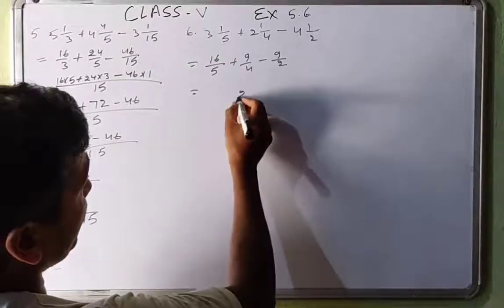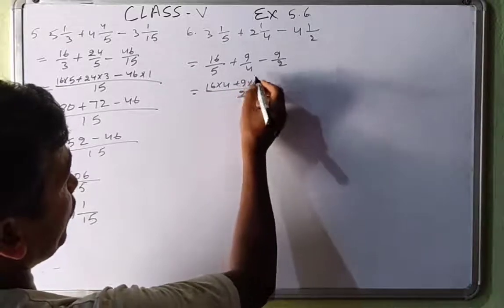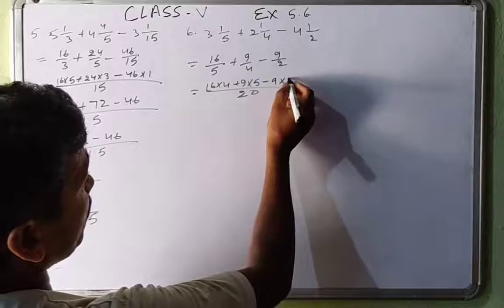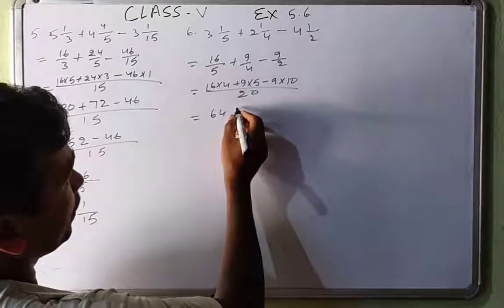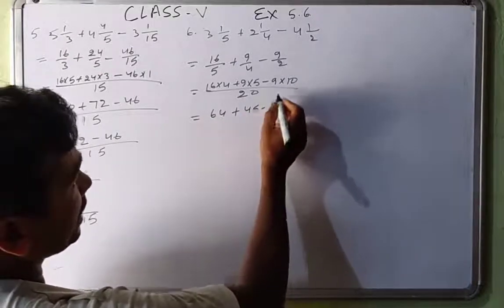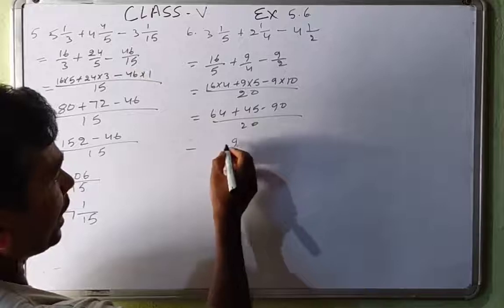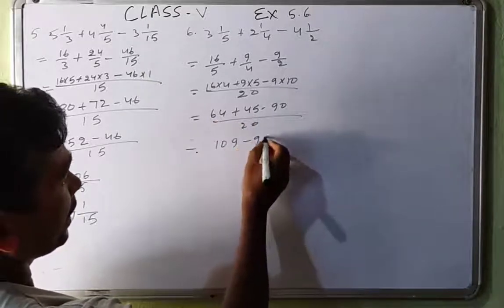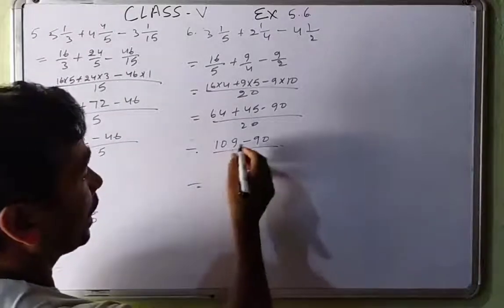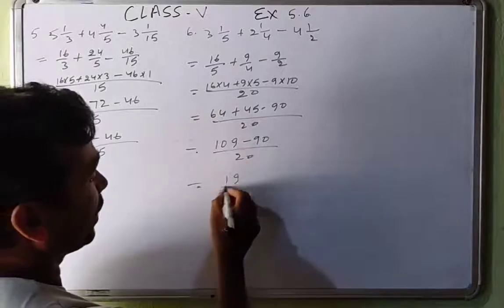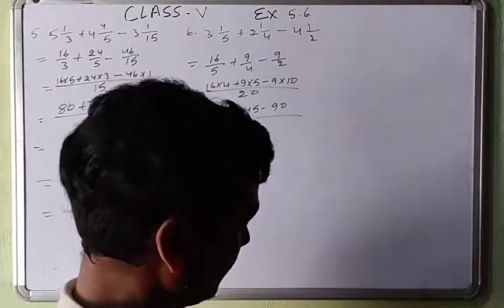And then the LCM will be 20. 16 multiply 5 4s are 20, 9 multiply 4 5s are 20 minus 9 multiply 2 10s are 20, and then 16 4s are 64 plus 9 5s are 45 minus 10 9s are 90 upon 20, and then these two in plus 4 5 9, 6 4 10 minus 90 upon 20, and then subtract. 9 less 0 is 9, 10 less 9 is 1 upon 20, and then the seventh part you will do by yourself.